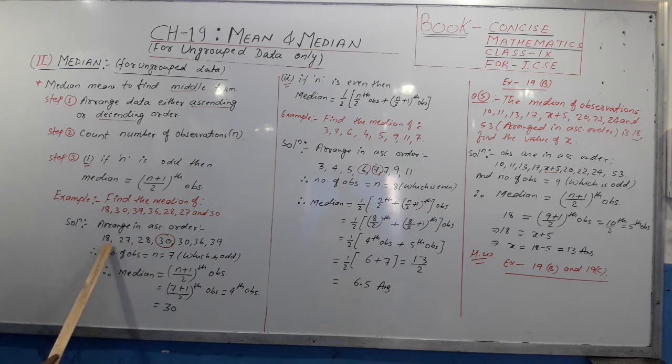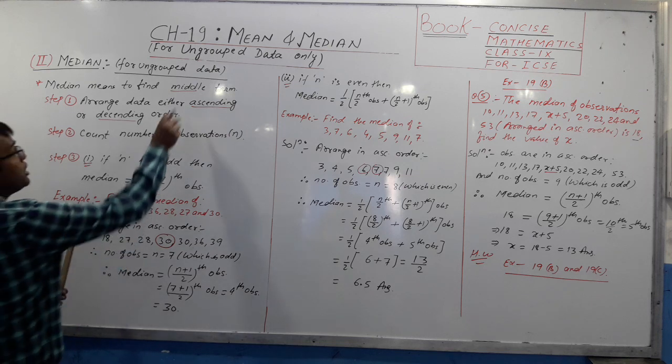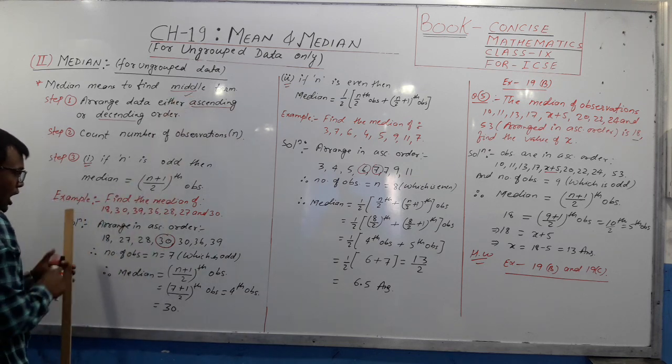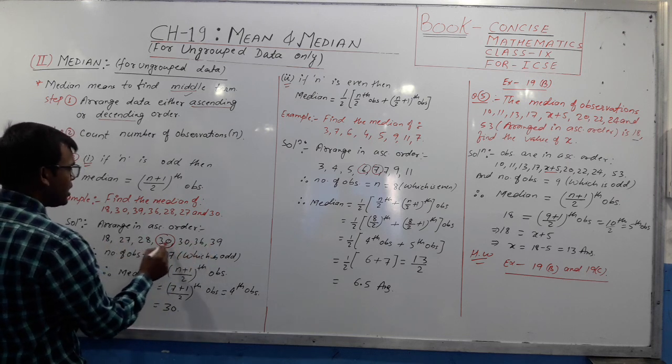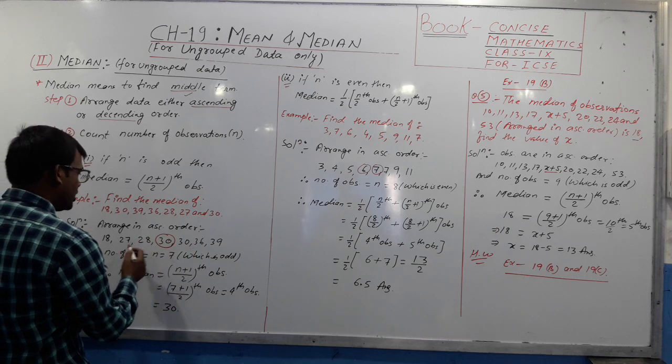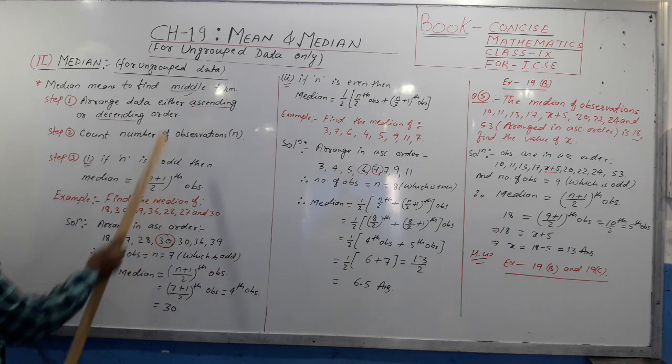See, count the number of observations: 1, 2, 3, 4, 5, 6, 7, which is odd. Therefore, we apply this formula, (n plus 1) divided by 2. In place of n, replace n by 7. So 7 plus 1 divided by 2 will be equal to the 4th observation. Count 1, 2, 3, 4, that means 30. So the middle value will be 30. What does middle term mean? Look, before 30 there are 1, 2, 3, and after 30 there are 1, 2, 3. That means 30 is equidistant from the LHS and RHS side. That's why 30 is called the middle term.